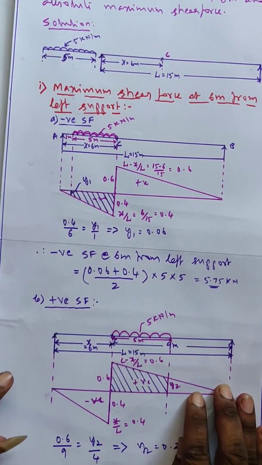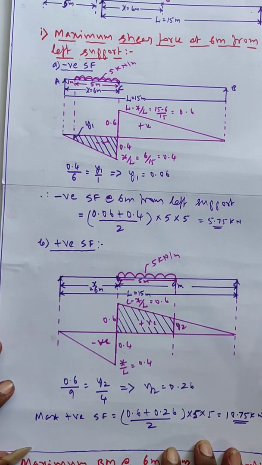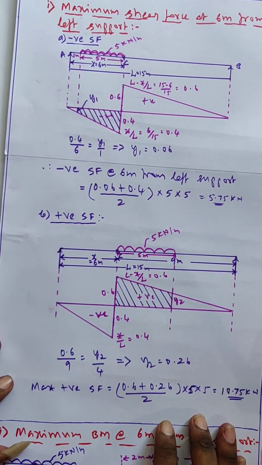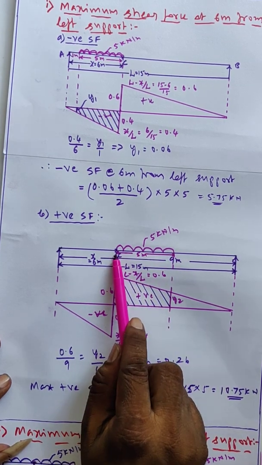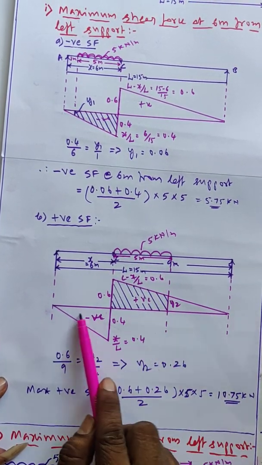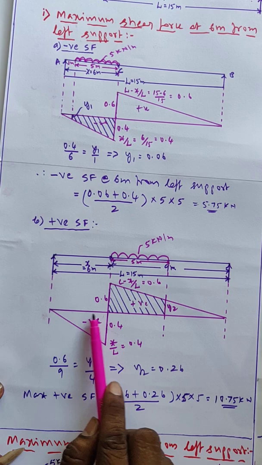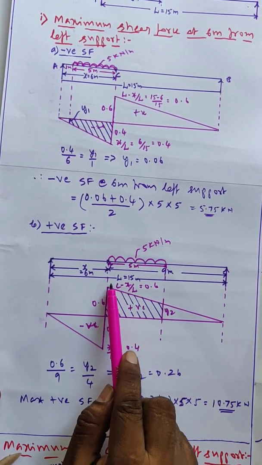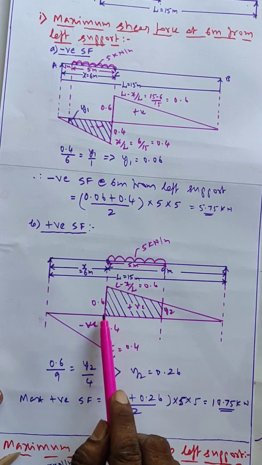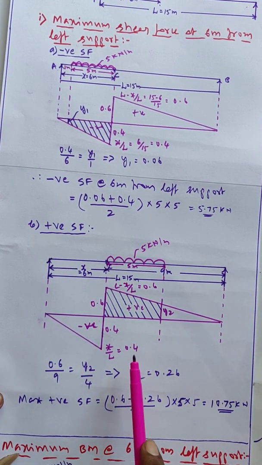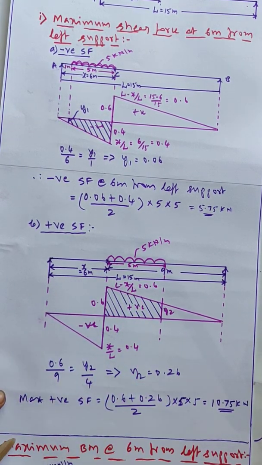Now we will calculate the positive shear force. For positive shear force we have to keep the UDL to the right of the section line, 5 meter length. Then the ILD for shear force is like this. It is drawn, the peak is at the point C. Here L minus x by L, this coordinate. This coordinate is x by L. x is 6 meter, L is 15 meter.